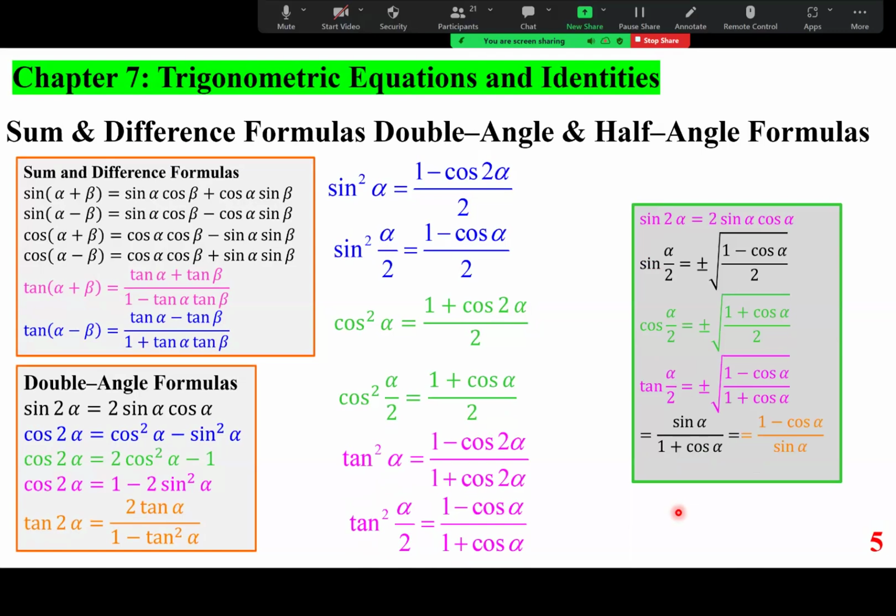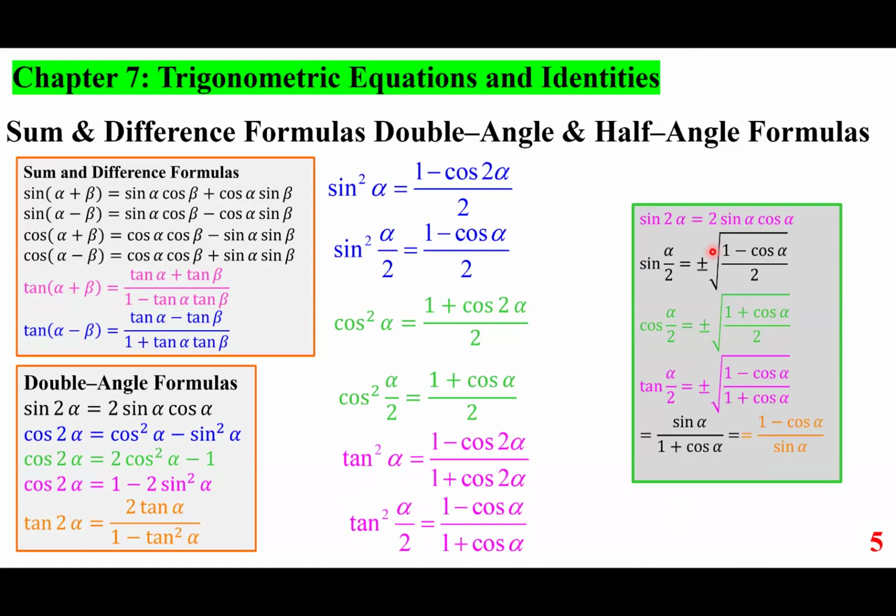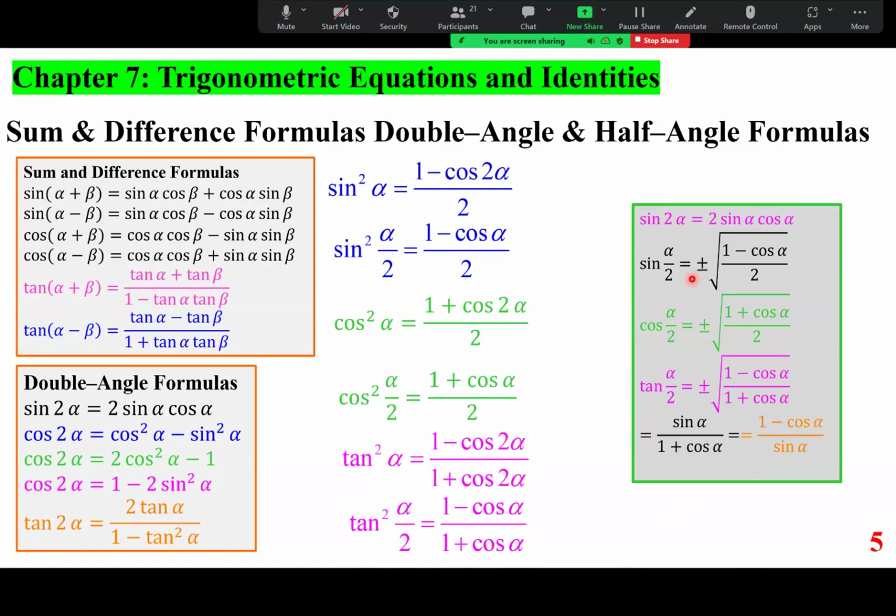When we write them with plus minus, we use the location of a quadrant to figure out, are we going with the positive or negative when we, for example, want to calculate sine of alpha over 2, as an example. So I hope that is clear to everybody.